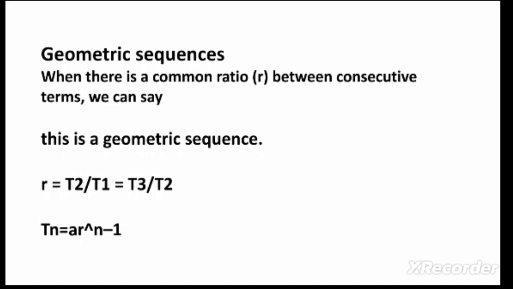So now let's move on to geometric sequences. To get the ratio, you say term 2 divided by term 1, and then term 3 divided by term 2. If you find a common ratio, that is geometric sequence. So we have a general formula in geometric sequence as well. This formula will help you to find any term that you want in the sequence. So the general formula is Tn = a·r^(n-1). So the n minus 1 is an exponent.